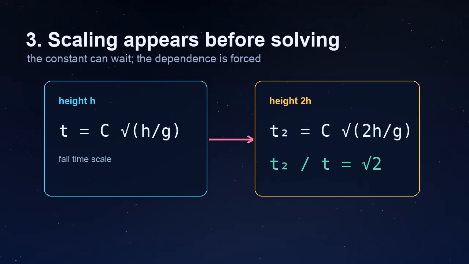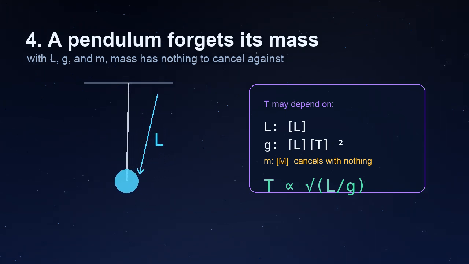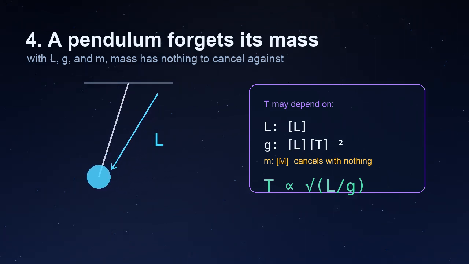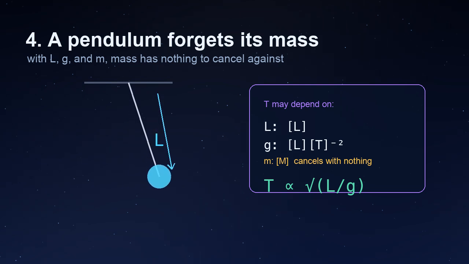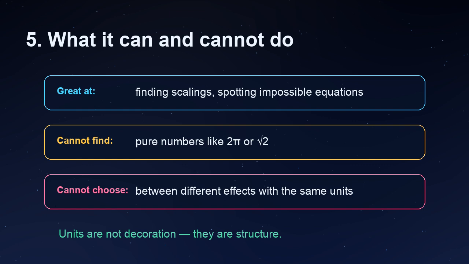The same idea organizes more complex science. A pendulum's period can depend on its length L, gravity g, and maybe the mass m. Units say mass cannot matter, because there is no other mass quantity to cancel it. The natural time scale is square root L over g.